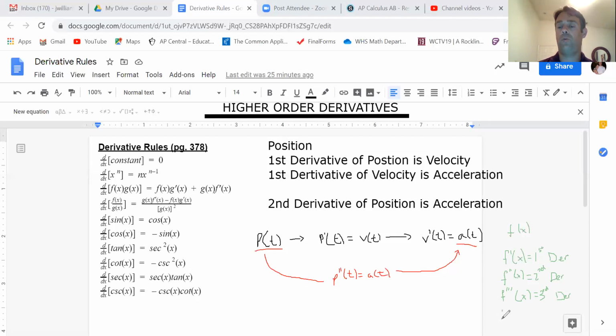And f quadruple prime of x. Is it getting a little redundant now? It should be. All right. That would be the fourth derivative. And friends, we could go all the way to infinity, an infinite number of derivatives. Now, we wouldn't want to do that, but we can just keep doing derivatives over and over again because all these functions have different layers.